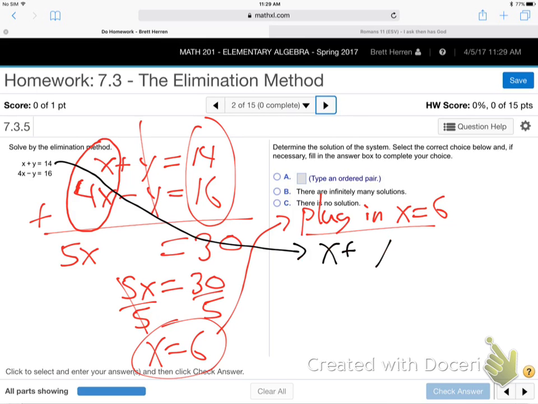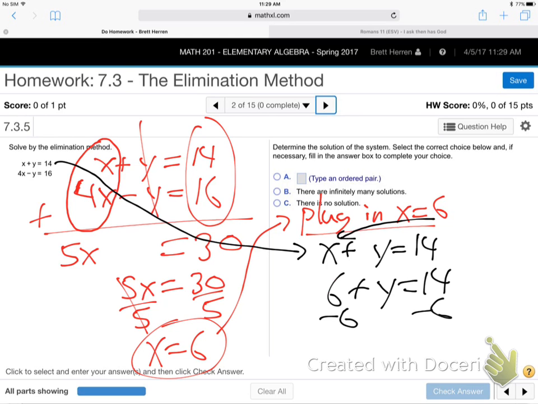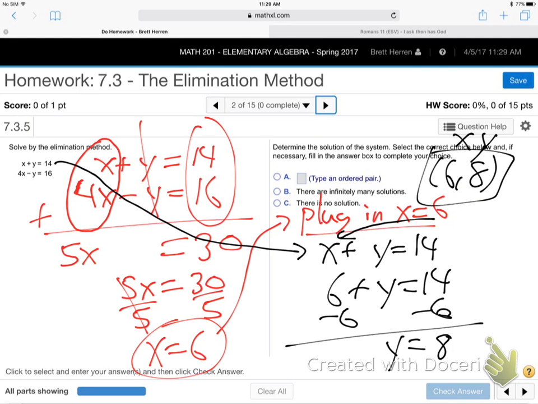So x plus y is 14. Put in the 6. 6 plus y is 14. Subtract 6. y is 8. Like that. So the answer is 6, comma 8. It's always x. It always goes alphabetical, right? x first, then y. 6, comma 8. Is that good? Questions on that one?